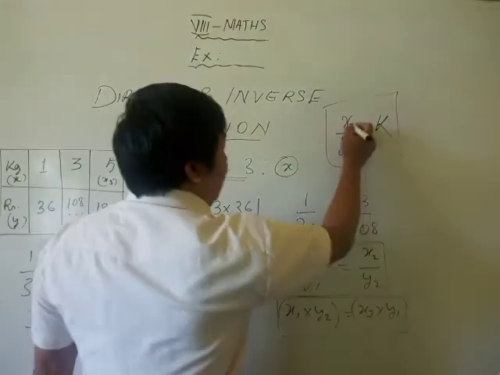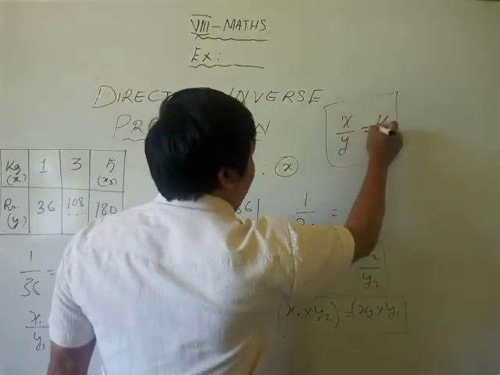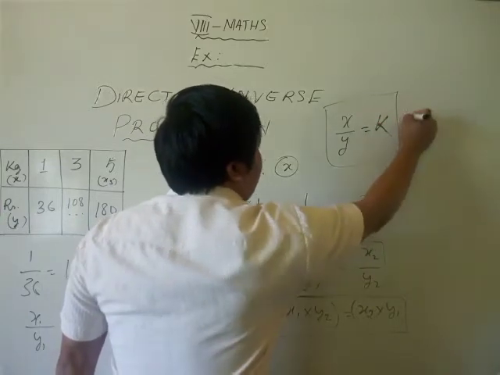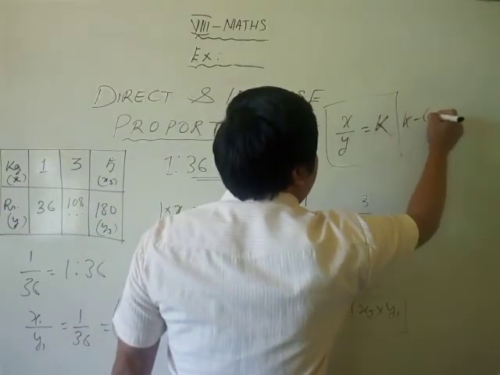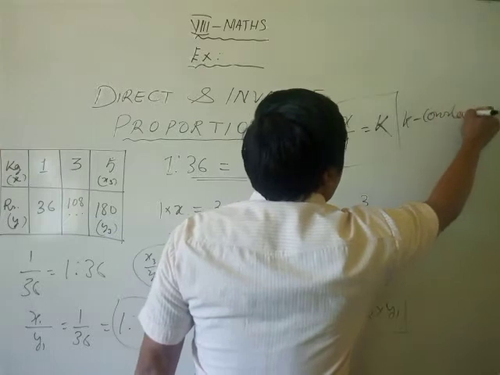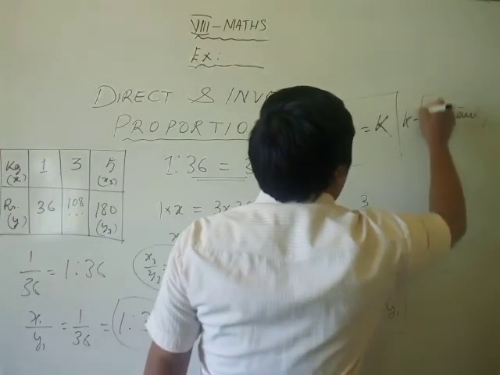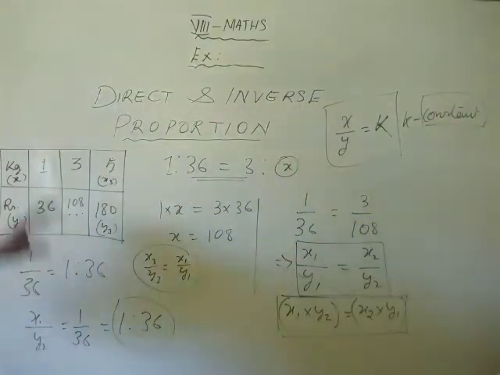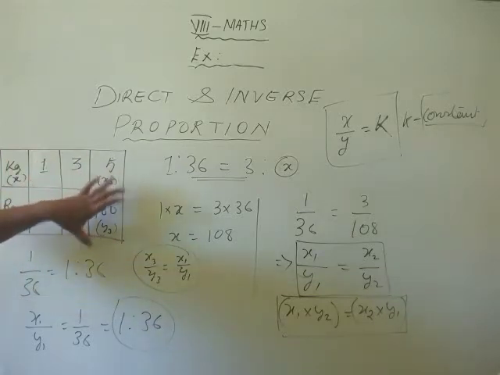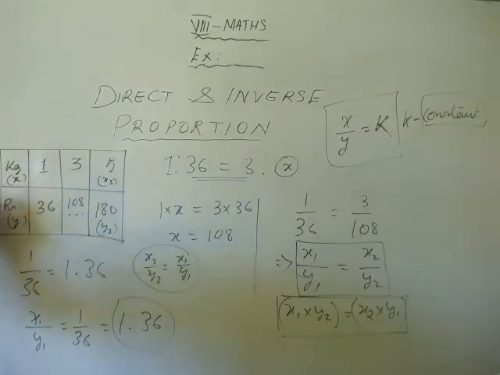The ratio of x and y is equal to k. K is for constant. K is called constant. Okay, clear? Means their ratio will remain constant. So the ratio of x and y is constant. Means x by y is equal to k.